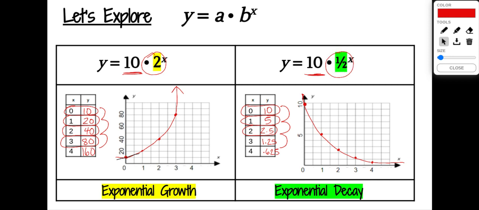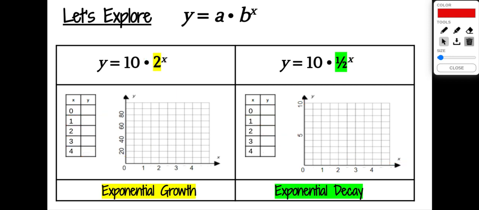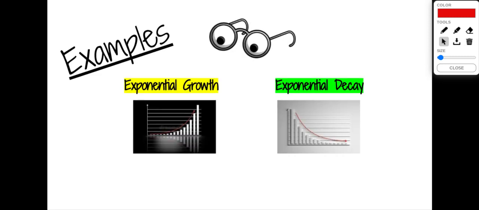And so just by looking at that b value in any equation, if it's bigger than 1, it's growth. If it's smaller than 1, it's going to be decay. And that's what we're going to see happening today as we go through our examples. Okay, so now that we've explored the exponential growth and decay functions, let's go into some examples where we're going to be graphing and writing, all right?